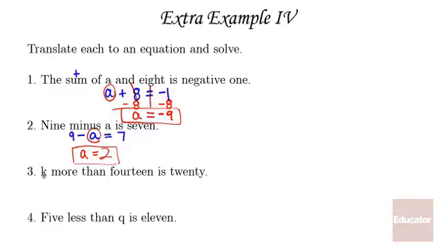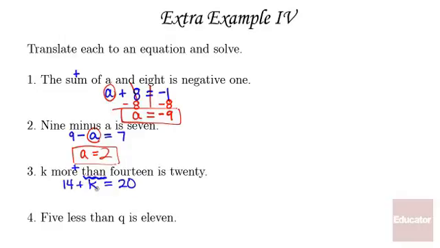Next one, k more than 14 is 20. We know more than is plus, right? This is plus. But then I see this word here. So remember, whenever you see that word, you have to switch them. You have to write it in the opposite order. So instead of k plus 14, you're going to say 14 plus k is 20.